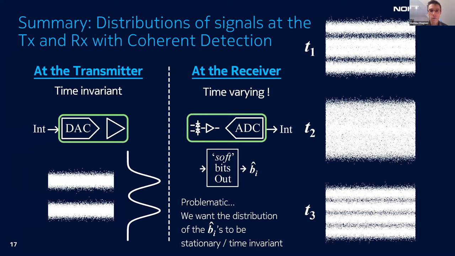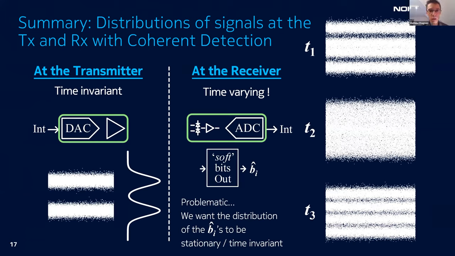The reason why it makes it hard is that at the output, I want my B hat i outputs to be time invariant. I don't want them changing over time, but my inputs, the distribution is constantly changing over time, and at a pretty fast pace. So I need to deal with that at the receiving end.